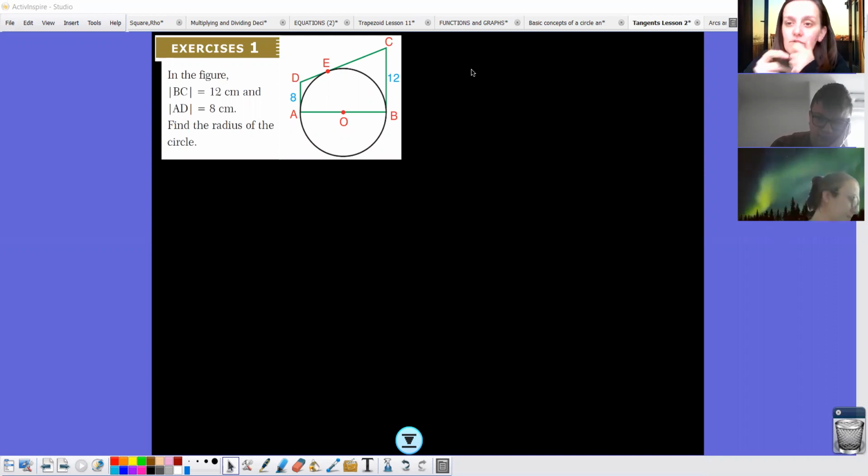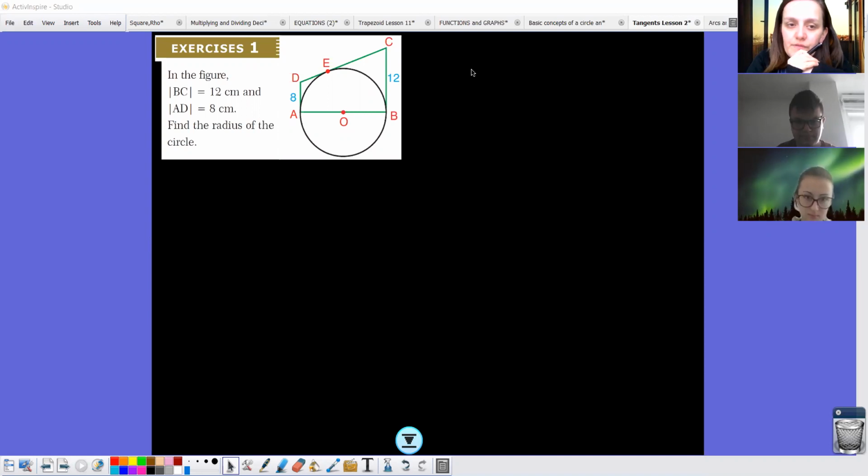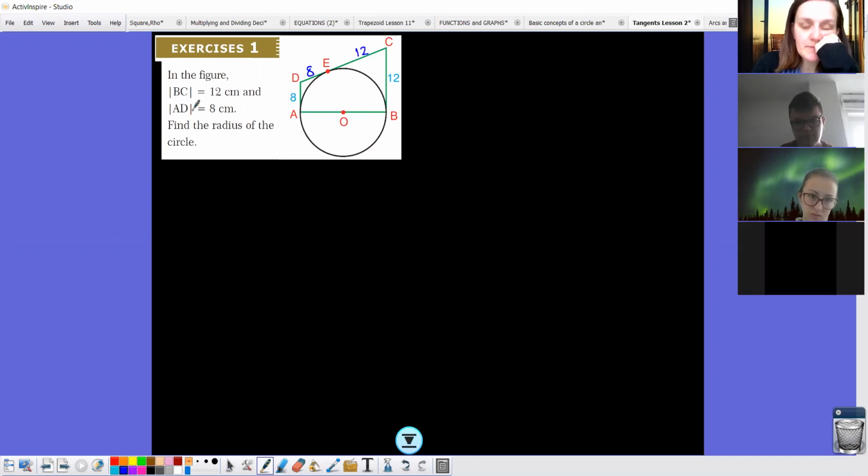So let's continue from the question that we left. Here it says that BC is 12, AD is 8, and find the radius of the circle. CE is 12, also CE will be 12. DE will be 8. This is 8, this is 12. AB will be 12, 20.